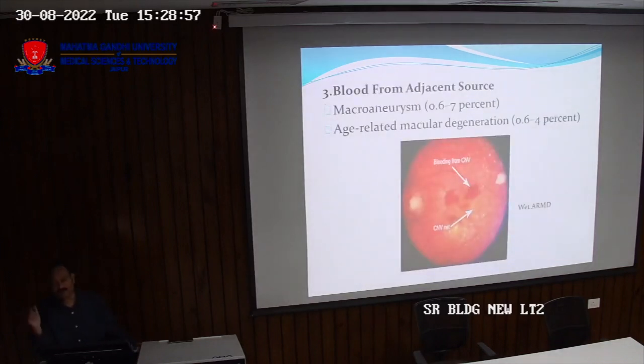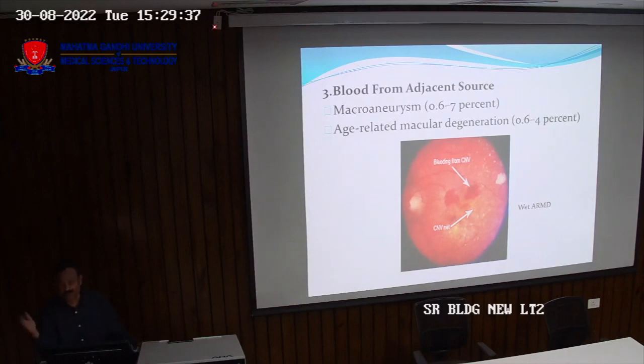Or the blood can come from an adjacent source, like macroaneurysms. A macroaneurysm means a saccular dilatation of the normal vessels which can bleed. So it can occur in diabetic retinopathy, it can occur in hypertensive retinopathy, or certain congenital disorders like VHL disease and other disorders where there are racemose angiomas or aneurysms in the eye, which can give rise to vitreous hemorrhage.